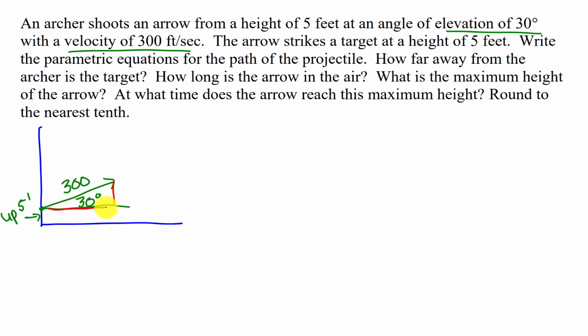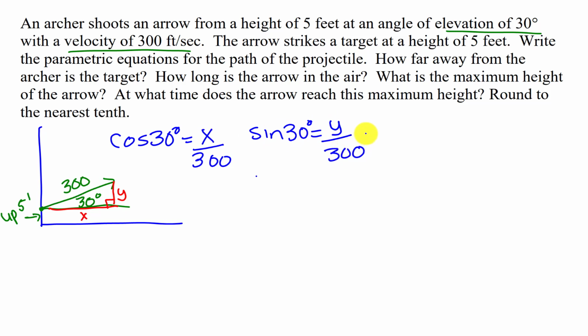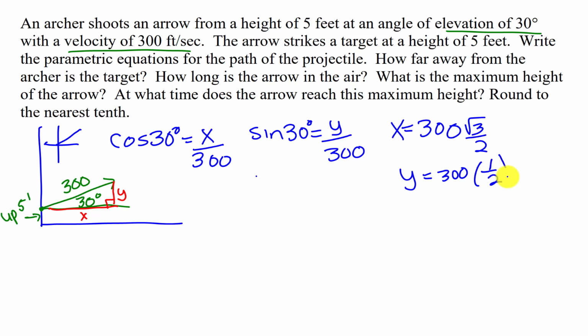What we're going to want to do is what we very commonly do. We're going to make a right triangle and break it down into its x and y components. As I'm looking at this picture, I can see that cosine of 30 degrees is adjacent over hypotenuse, and sine of 30 degrees is opposite over hypotenuse. So x is going to be 300 times cosine of 30. We know cosine of 30 is square root 3 over 2. And then for y, we're going to have 300 times sine of 30, which is 1/2.